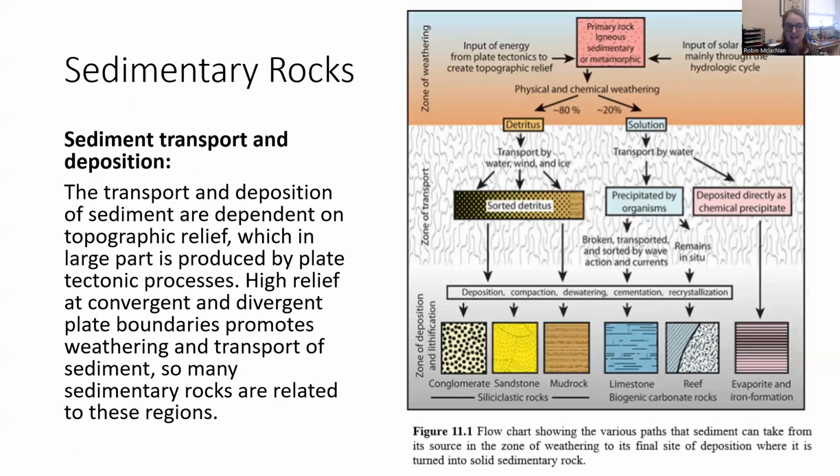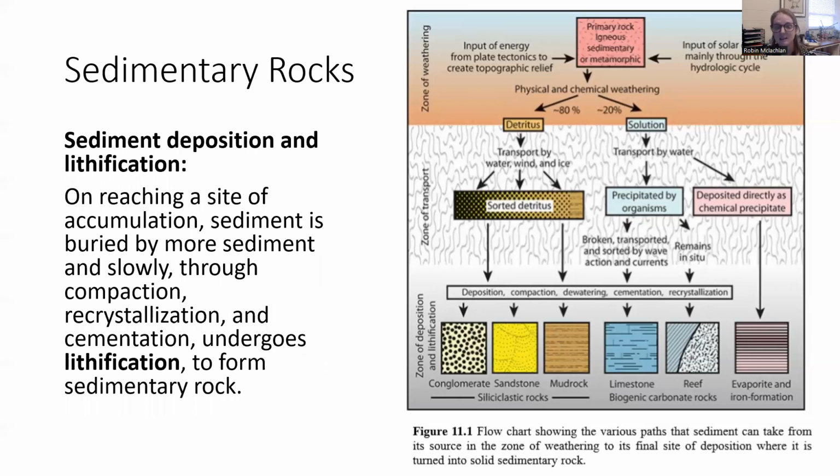Now, once that sediment is deposited, it's going to be deposited based on topographic relief, right? It's going to settle in a local low elevation area like a lake, like a floodplain, like the ocean. And these low elevation areas are often produced by plate tectonic processes. So a lot of sediment tends to accumulate near certain plate tectonic boundaries. High relief at convergent and divergent plate boundaries promotes a lot of weathering and transport of sediment away from these areas until that sediment ends up in these low-lying regions, these depositional basins.